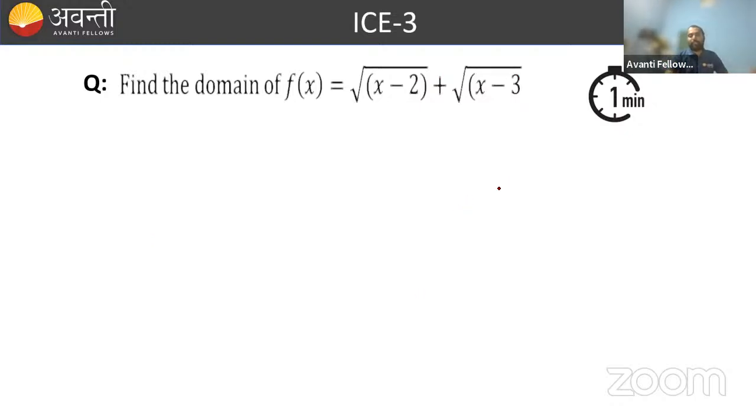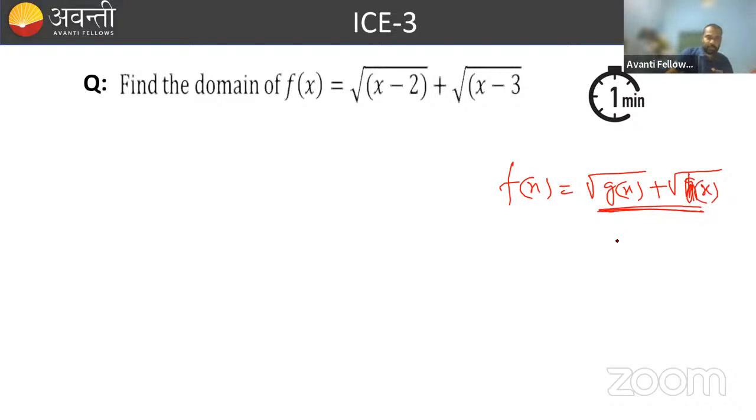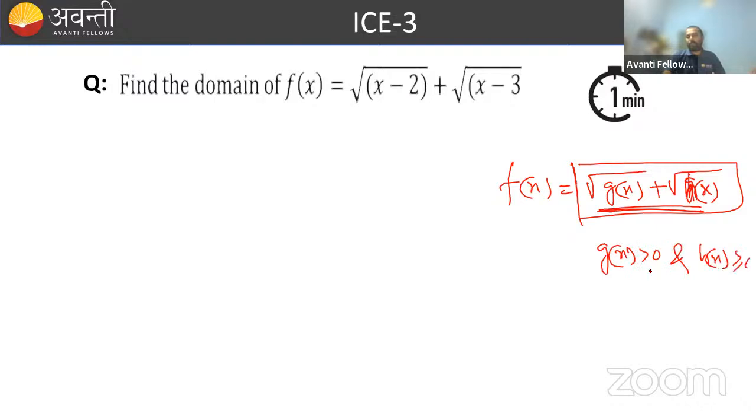Here the function is in the form of f of x equal to under root of g of x plus under root of h of x, suppose. For this function to be defined, quickly solve this question and write the answer here. What should be the condition? g of x is greater than or equal to 0 and h of x is greater than or equal to 0. So there are two cases arising here.